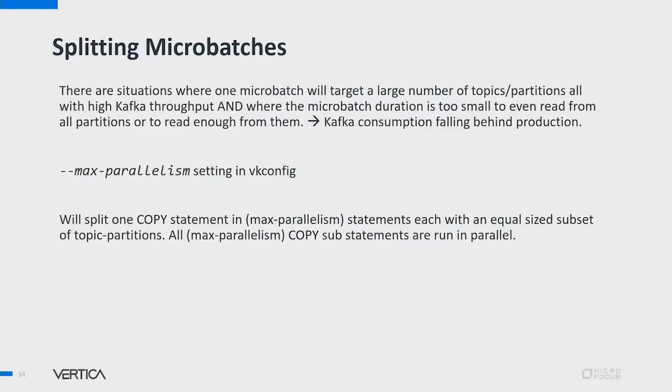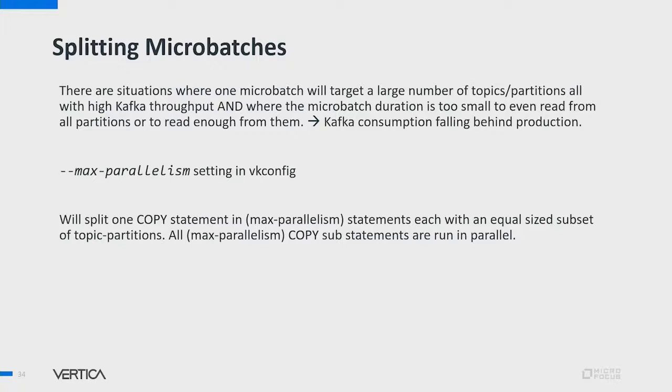We saw how within each microbatch, Vertica tries to load data from the sources that we define, from individual topics and partitions. There can be situations, especially with topics with high throughput, where either the microbatch duration is too small, or there are in fact a lot of partitions to read from, and that eventually means that sometimes Vertica may fall behind in the consumption of these messages.